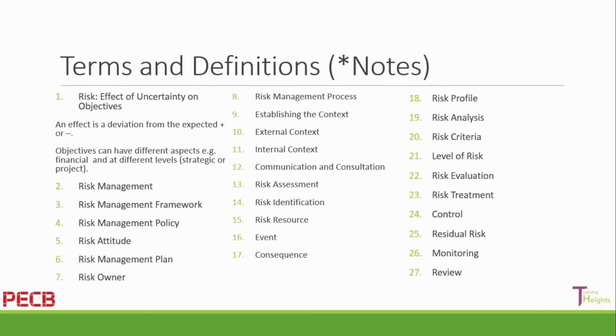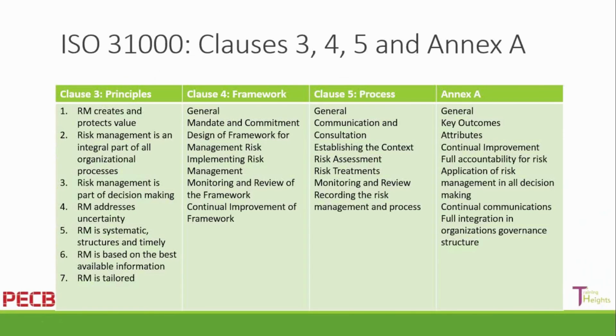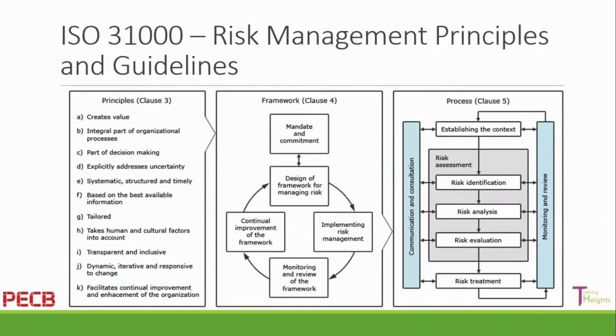It's got clauses, just like every ISO document. It's got clause 3, clause 4, clause 5, and some kind of annex. I'll show you the principles, the framework, the process, and some of the things that the annex talks about: key outcomes, attributes, continual improvement, which is essential, key accountability for risk application, and continual communication. So it puts all this in the appendix. With regards to ISO 31000, this is what you need to know once you understand the slide. That really is what ISO 31000 is about. It talks about its own principles, just like MoR has the same or similar definition of the same principles.